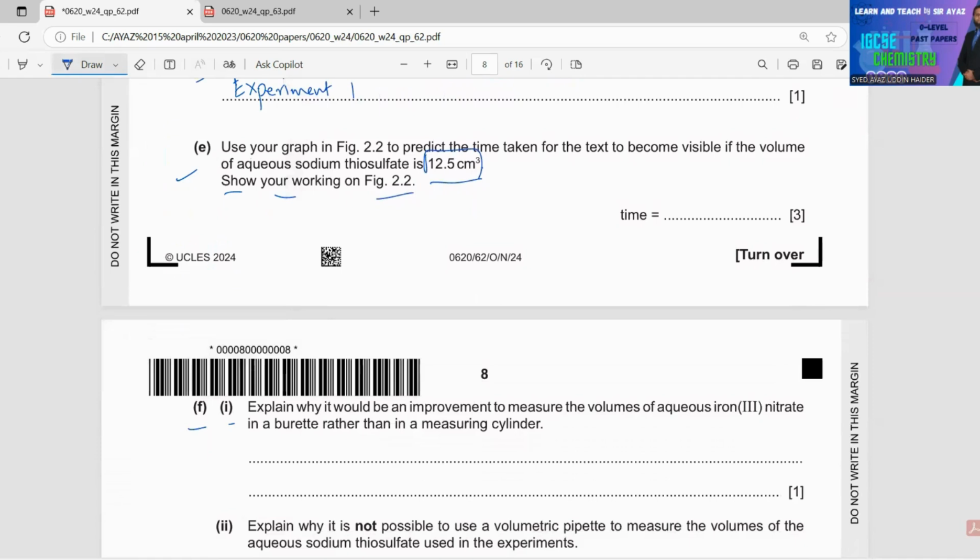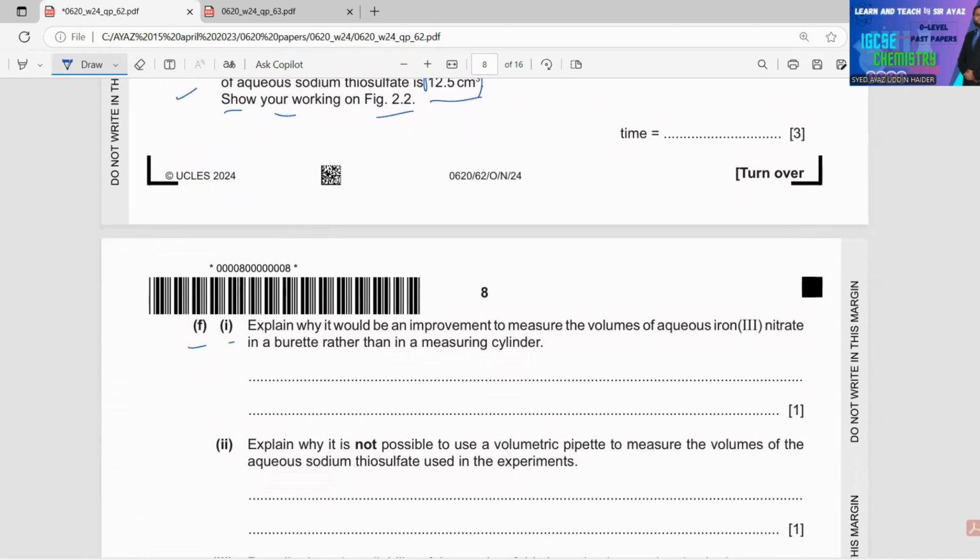F1, explain why it would be an improvement to measure the volume of aqueous iron 3 nitrate in a burette rather than in a measuring cylinder. Definitely, burettes have higher accuracy than measuring cylinders. So you write: burette has high accuracy than measuring cylinder.